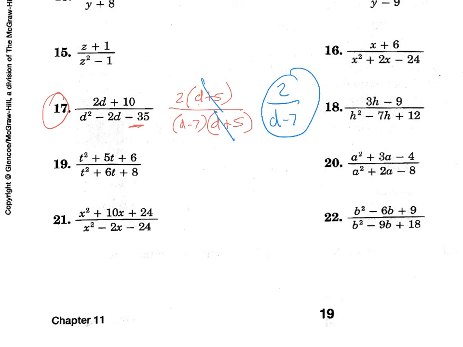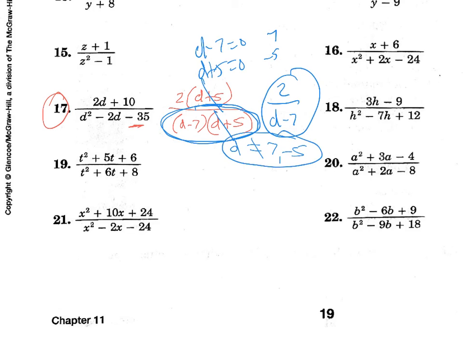But remember, in order to get all of our excluded values, we have to go back to the original denominator, and both of those will be excluded values. So d minus 7 equals 0, and d plus 5 equals 0. In other words, 7 and negative 5. So d cannot be 7 or negative 5. Some of you, I think, were forgetting to go back to the original equation, and so you were only having 1 excluded value when really you needed to have 2. Hopefully that makes some sense.